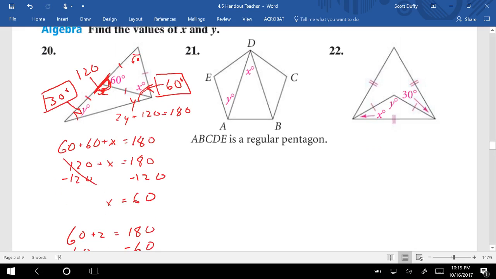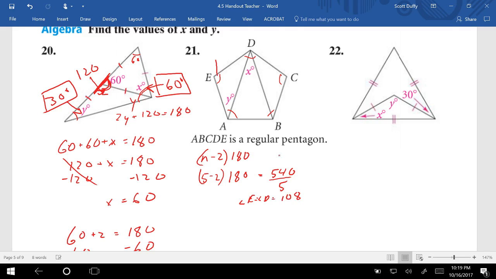21. ABCDE is a regular pentagon. So what I know is that all the angles have to add up to n minus 2 times 180. Well, n is the number of sides, so I have 5 minus 2 times 180. And that's going to be 540. And that's the sum of all those angles. So if I divide this by 5, I'll know what each of those are equal to. And I say that angle E, angle D, they're all equal to 108.